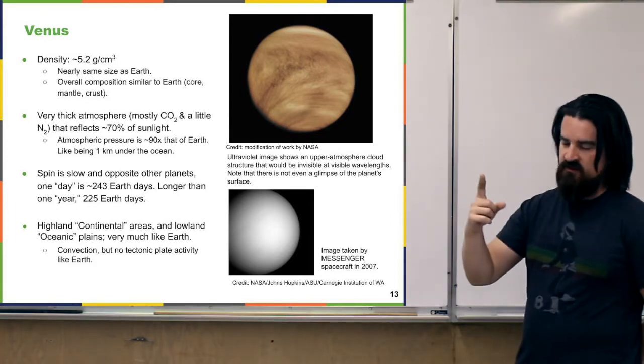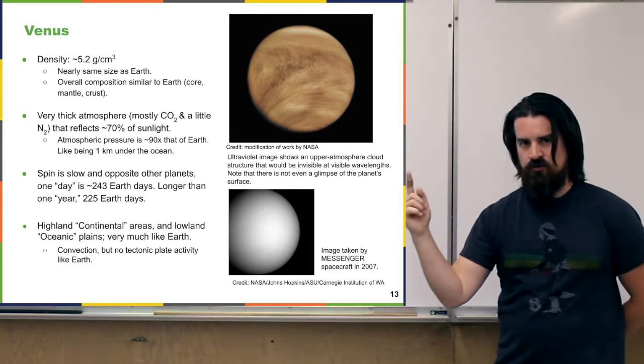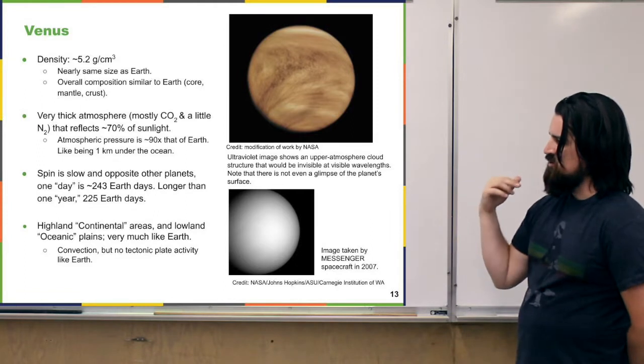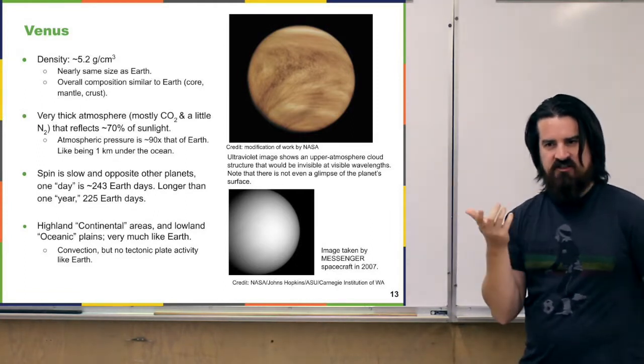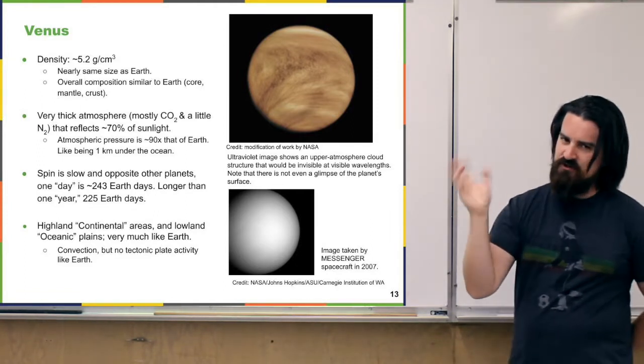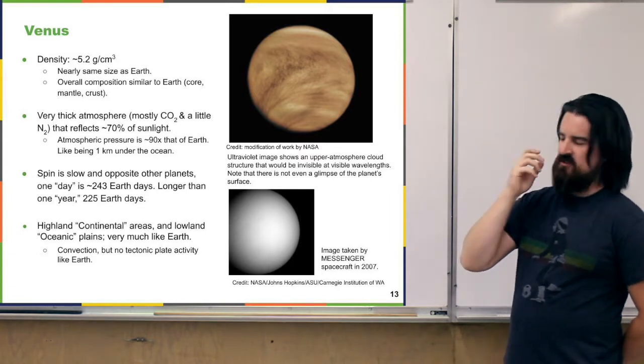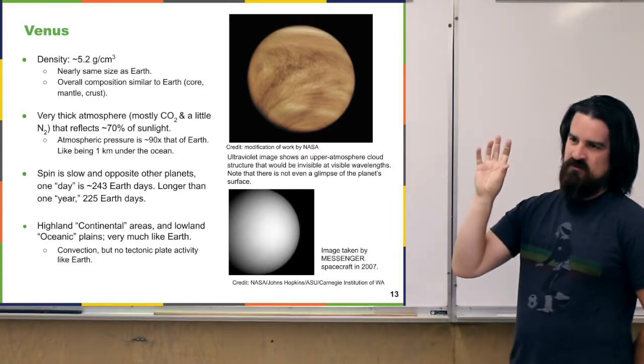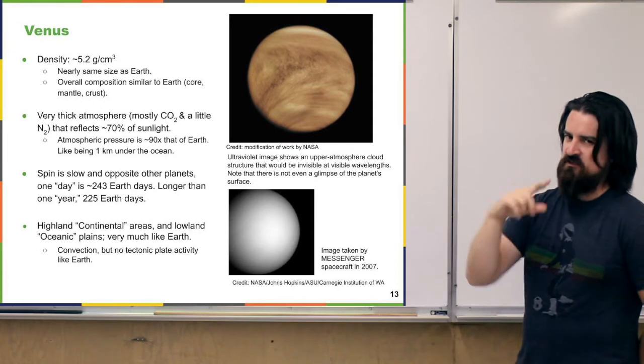And then one year, meaning the time that it takes for Venus to go around the sun, is shorter than the time it takes to revolve on its axis. So the calendar, if you were to live on Venus, would be very strange. Right? It takes longer for a day to happen than it does for a year.